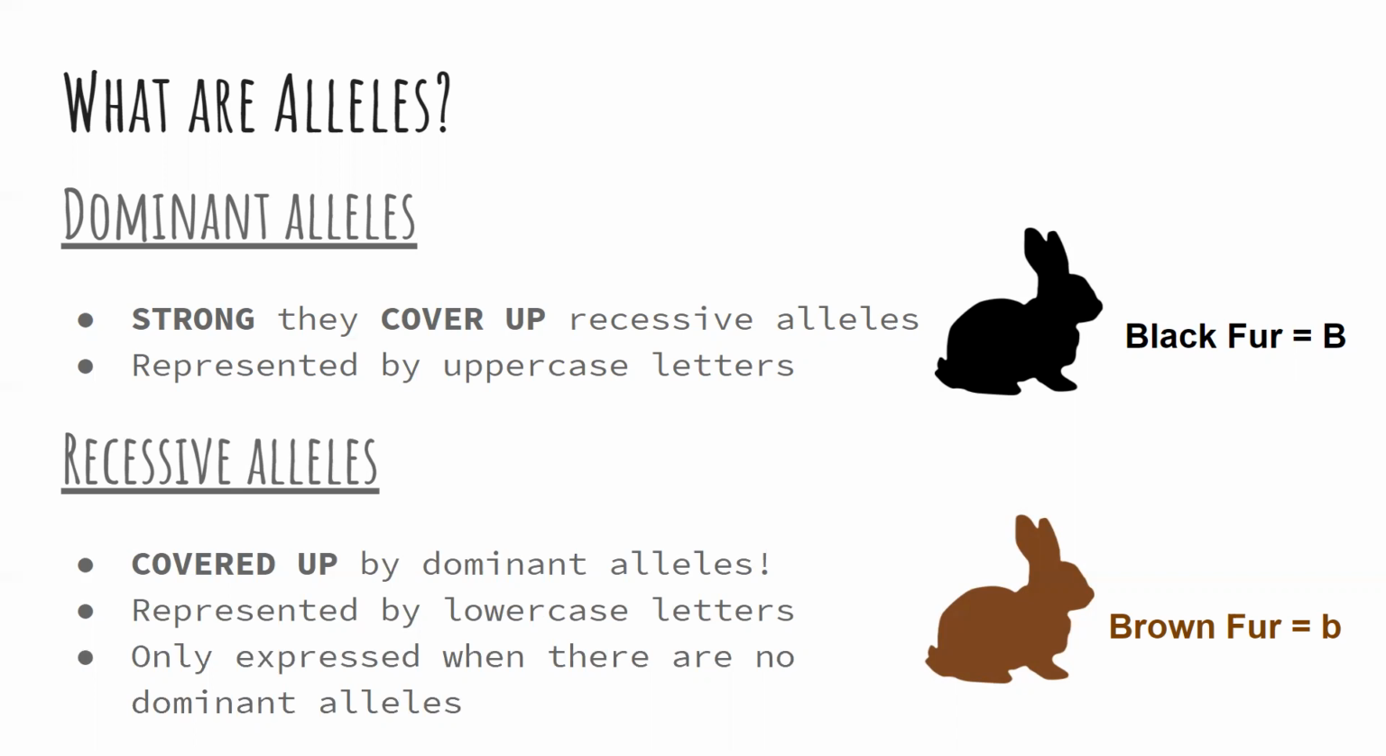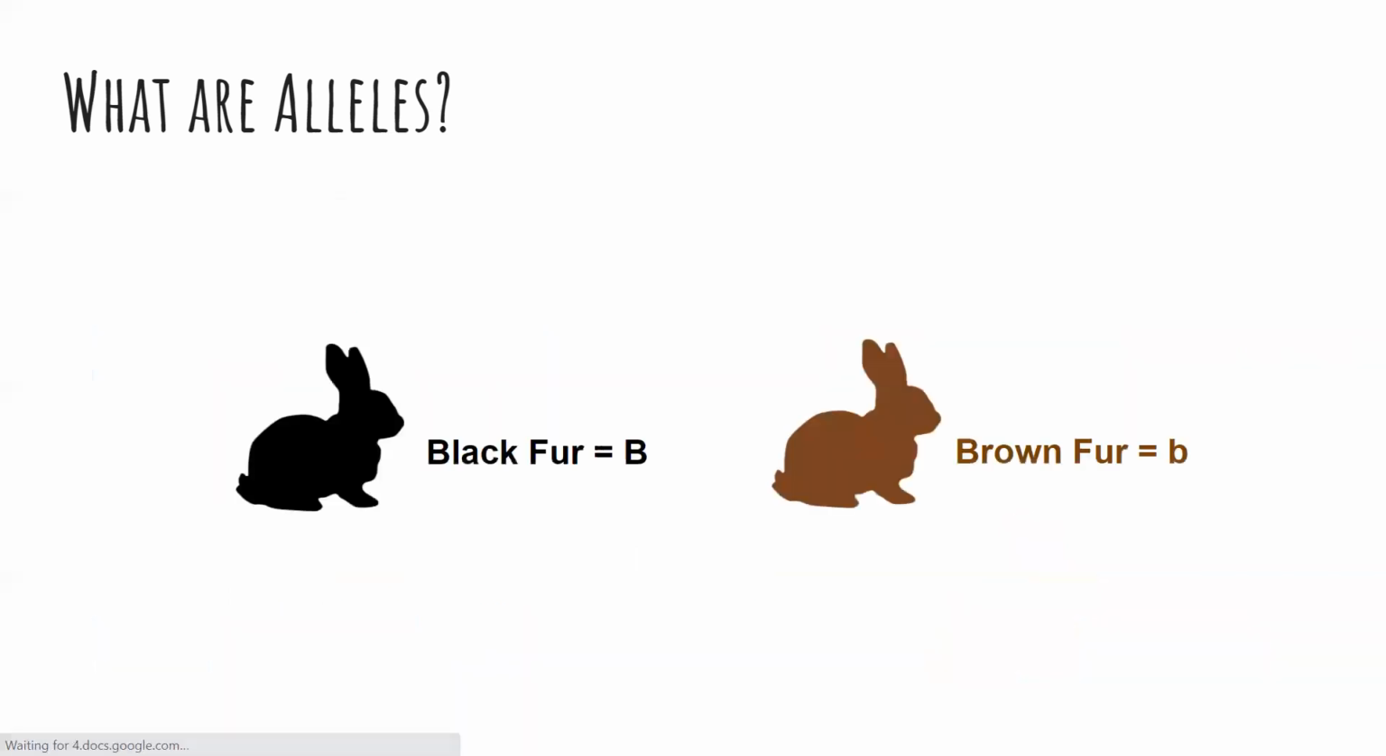Whereas a recessive allele is kind of like a recessive person or a submissive person in a relationship. The submissive person doesn't really say much and usually follows the dominant person's lead. The only way that a recessive trait can be shown is when there are no dominant alleles present.